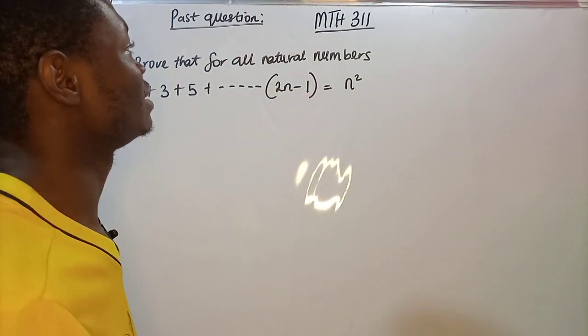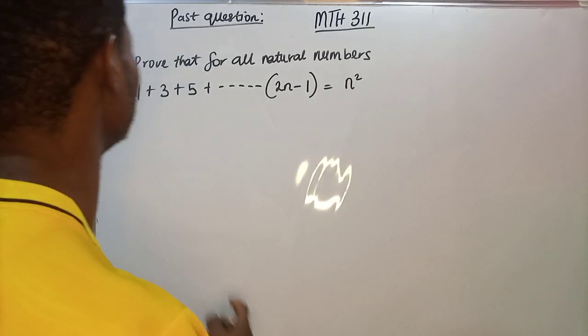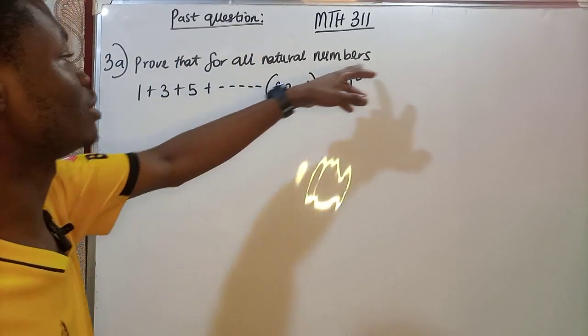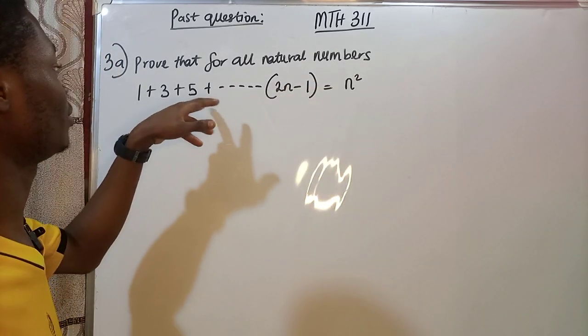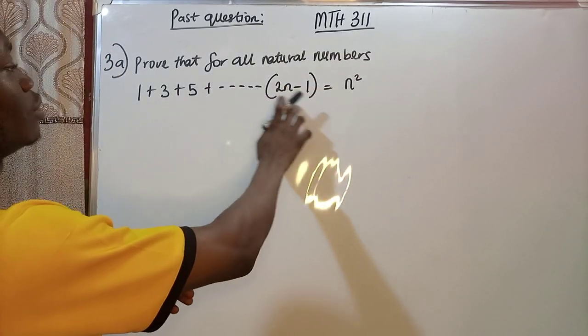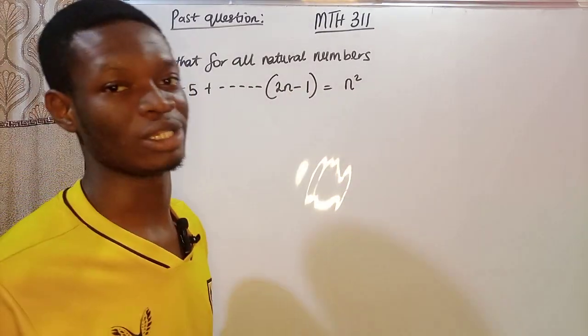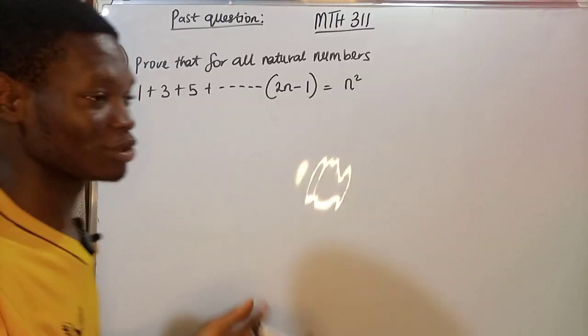Today we are going to solve this math problem. We are going to continue from where we stopped. This is number 3 of the WAEC past questions. Prove that for all natural numbers, 1 plus 3 plus 5 dot dot dot plus (2n minus 1) is equal to n squared. This type of math is called what?